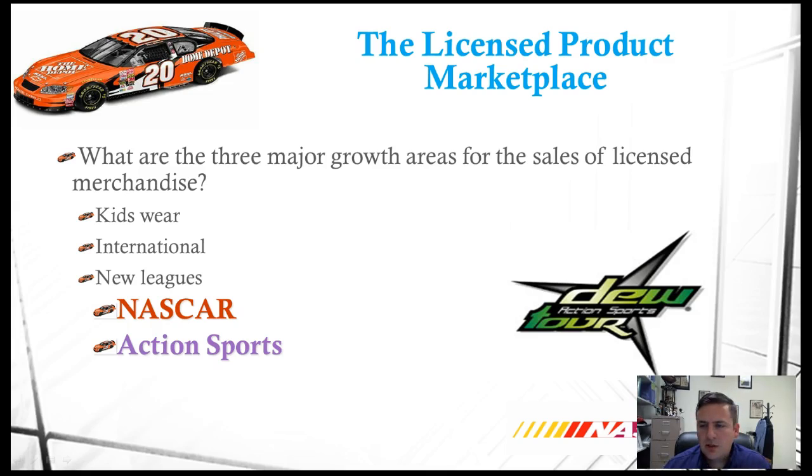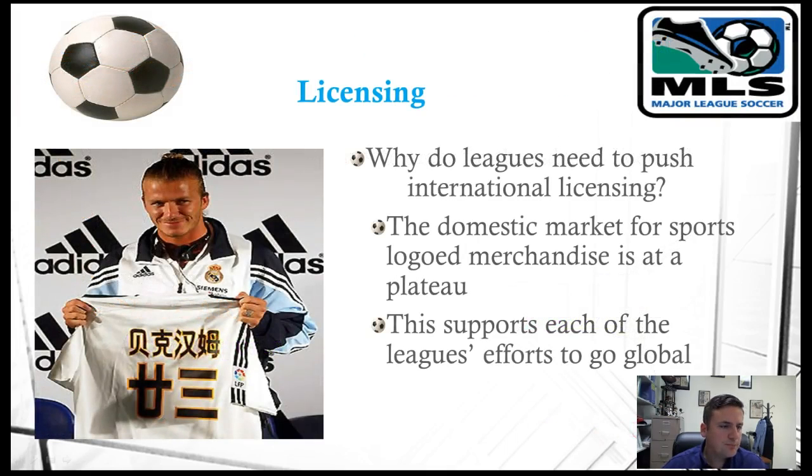So licensing products, there are 3 basic areas where we've seen and will likely continue to see growth in licensed merchandise. Kids wear is one internationally, obviously because of this class. It's something that's important to us and why we talk about it as a mode of production. New leagues, and an example where we saw this was in NASCAR and action sports. You might say CrossFit or other types of products are similar in that.